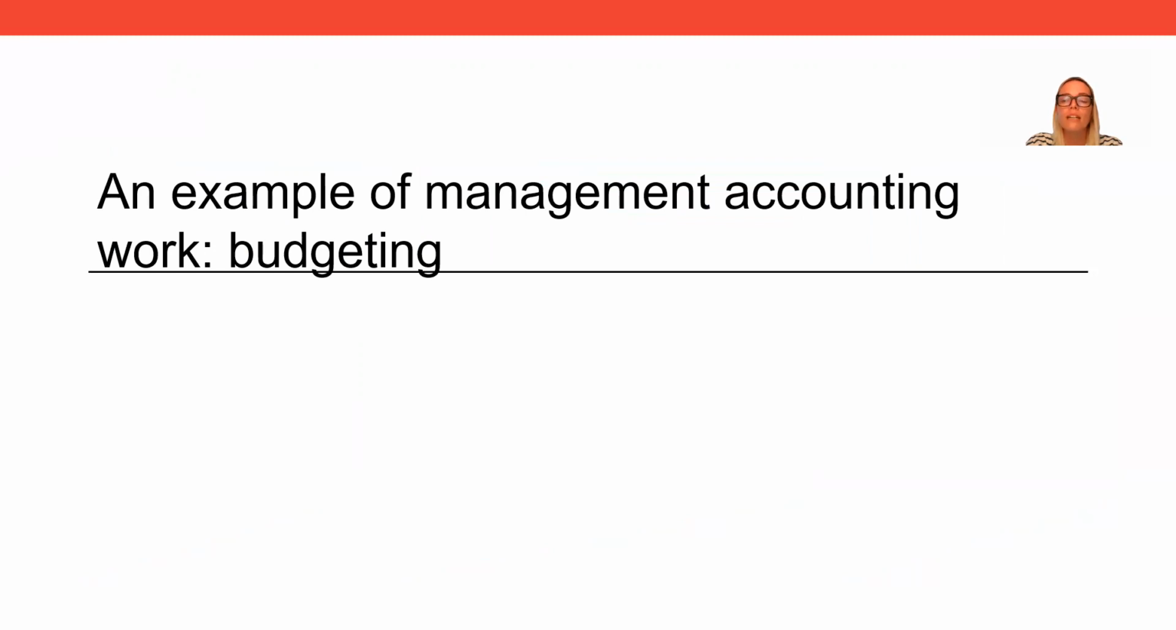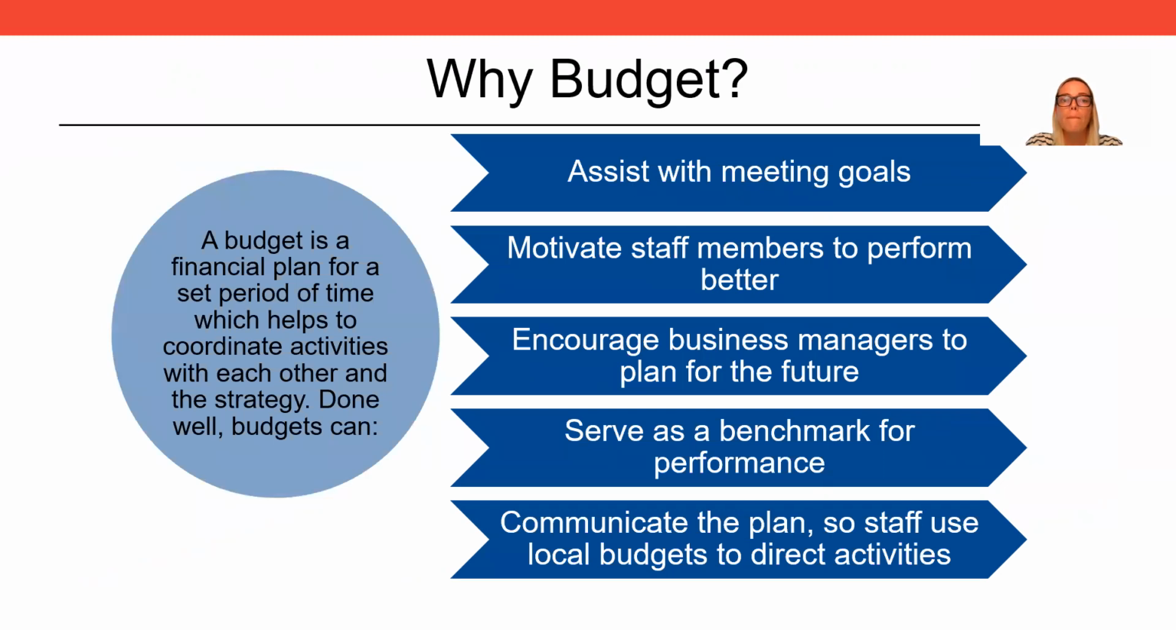Let's look now at just one element of management accounting work, and that's budgeting. So a budget is a financial plan for a set period of time, which helps coordinate activities with each other and the strategy. A budget will say perhaps how much a company might spend in a period and how much money it might hope to make.